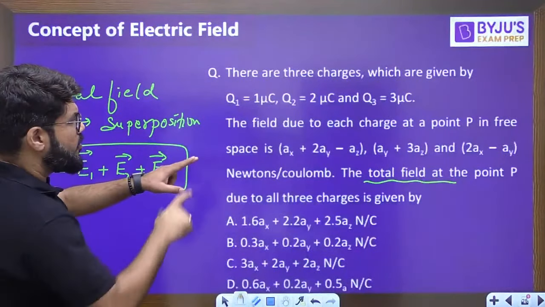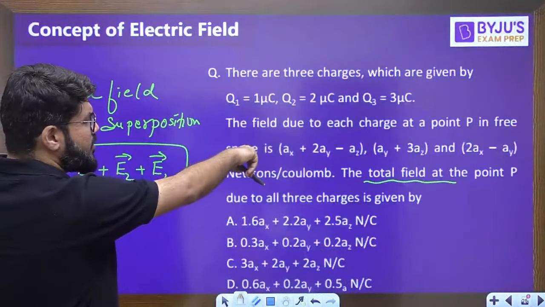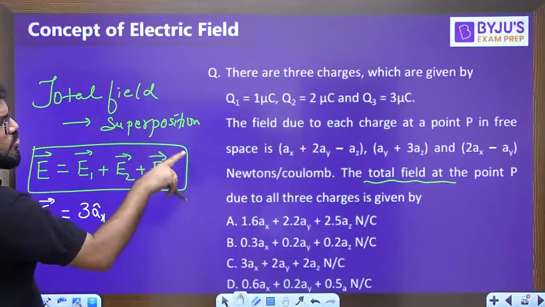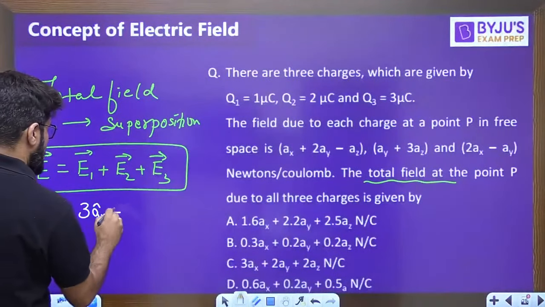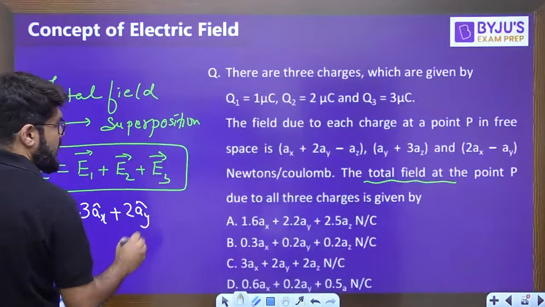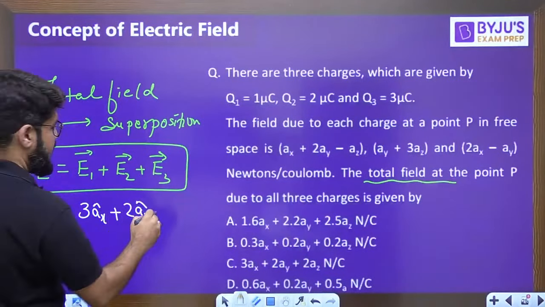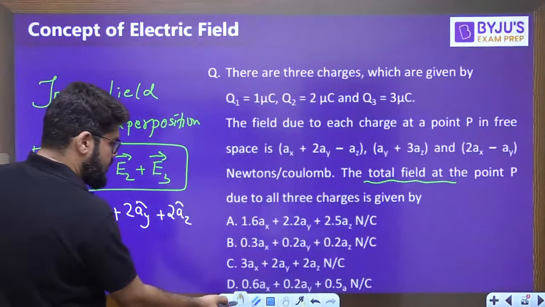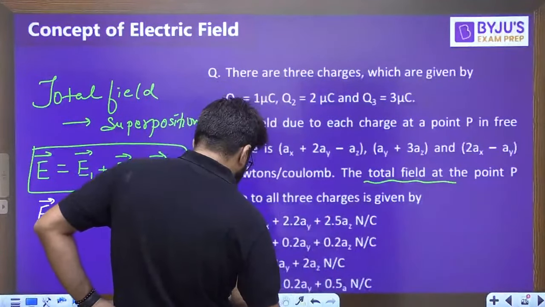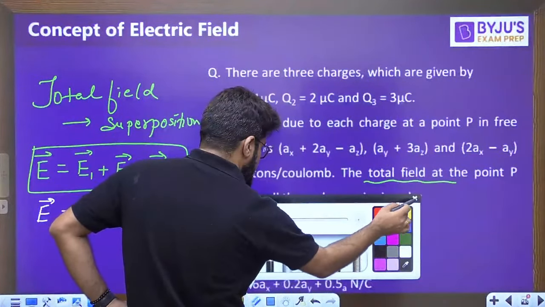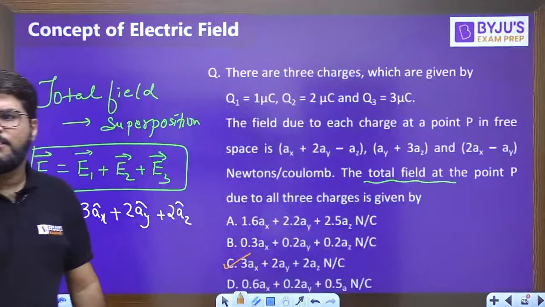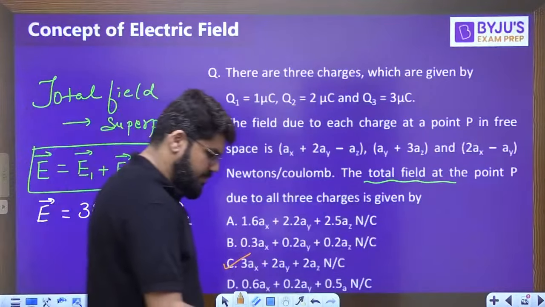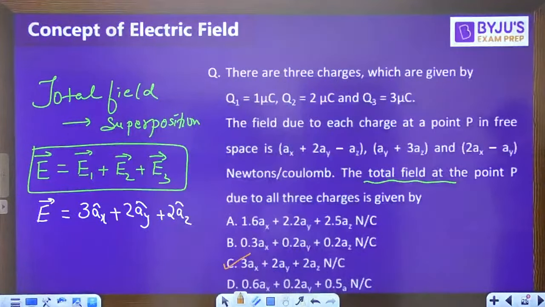When you add all of the 3, AX plus 2AX, 3AX. Final answer I am writing. 2AY plus AY minus AY, so net 2AY. Minus AZ plus 3AZ, so that is 2AZ. So what is your answer? 3, 2, 2. That is the option number C. Newton per coulomb or volt per meter. Option number C. Simple question has simple answer. That's it.